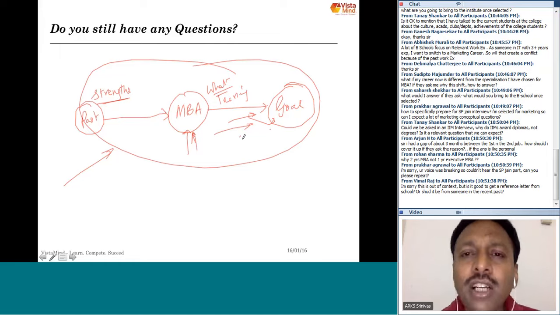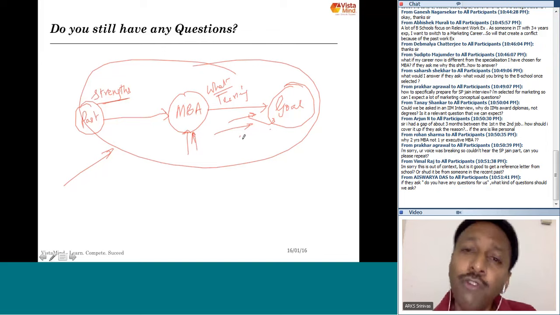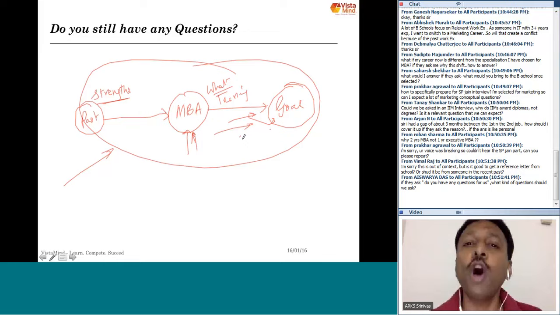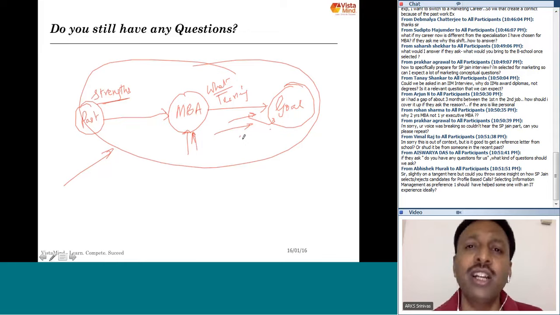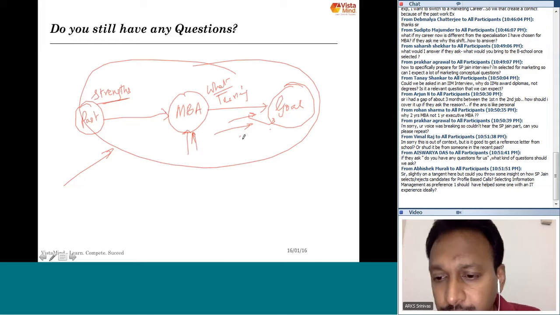Prakar, what I was talking about, SPJN is the only institute which insists that if you have an IT background, you should take up IT specialization. If you have an operations background, you should take up operations specialization. It's the only institute. Nobody else focuses on or insists on that.